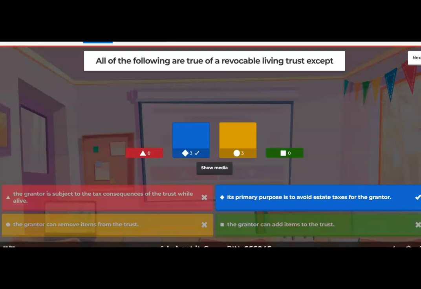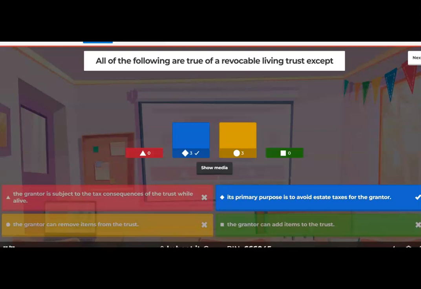Primary purpose, right, to avoid estate taxes. That is the purpose of it. Yes, as a revocable living trust, the assets go into the trust, become trust property, and are not part of the grantor's estate. But as a revocable trust, yes, the grantor can remove items or add items to the trust. As a revocable trust, they can also change the terms and conditions of it, and can even name new beneficiaries. If it's an irrevocable trust, however, then they can't. Then that's pretty much set in stone.